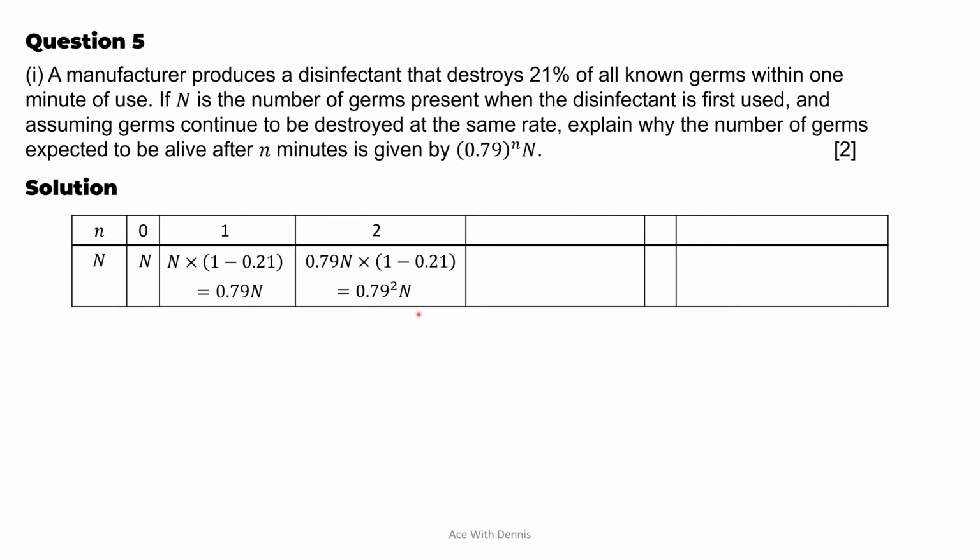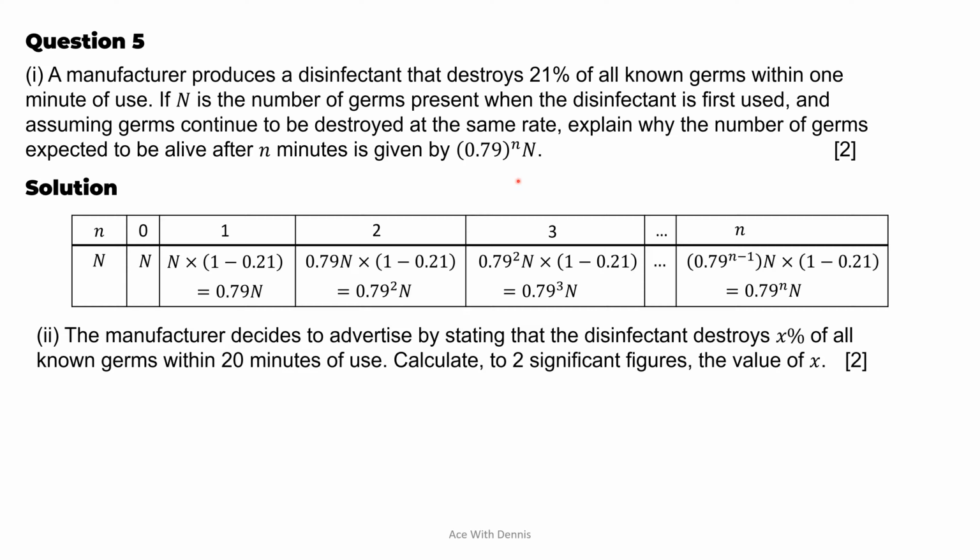And we get 0.79 squared N. We move on to when n equals 3, then we will get 0.79 squared N times (1 minus 0.21), and we will get 0.79 cubed N. Observe the pattern. We repeat the process, and in general, when n is small n here, the capital N will be 0.79 to the power n times N. This explains why we can get this formula.